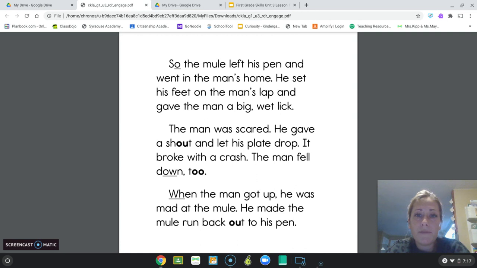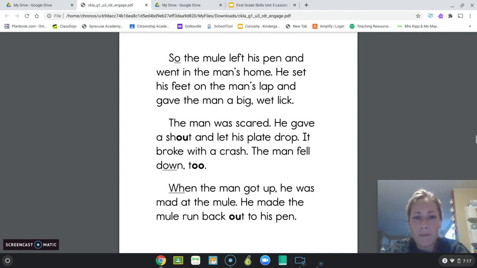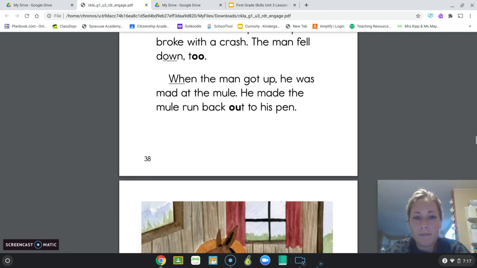So the mule left his pen and went in the man's home. He set his feet on the man's lap and gave the man a big wet lick. The man was scared. He gave a shout and let his plate drop. It broke with a crash. The man fell down too. When the man got up, he was mad at the mule. He made the mule run back out to his pen.